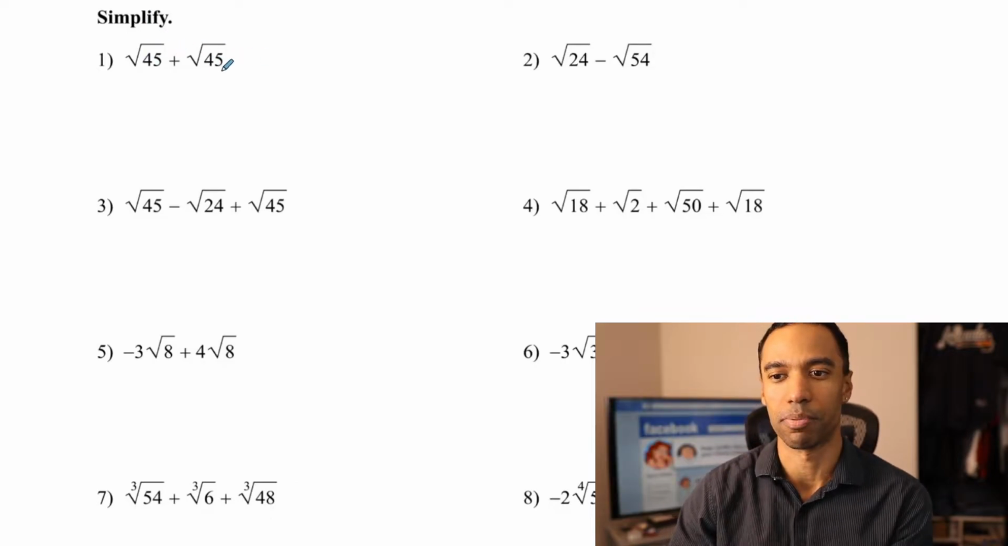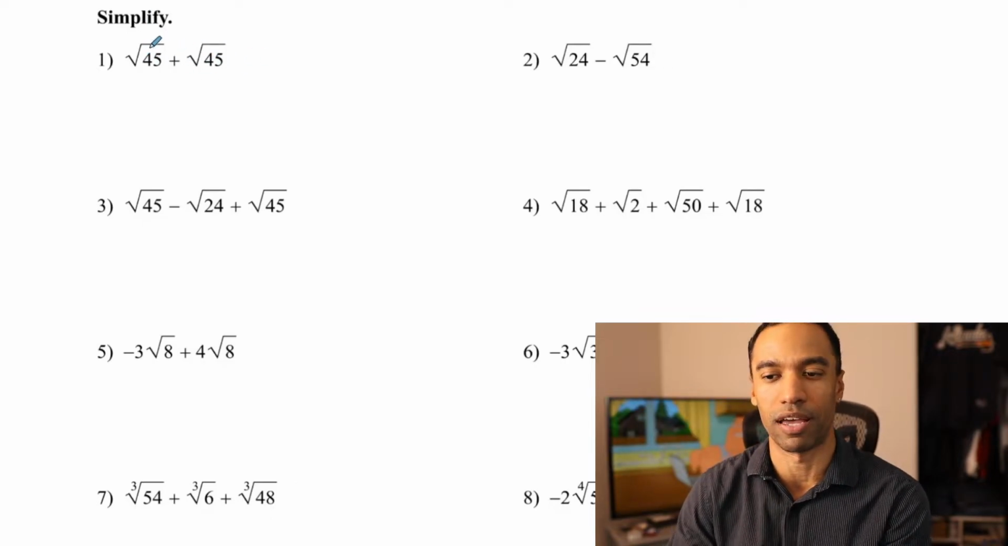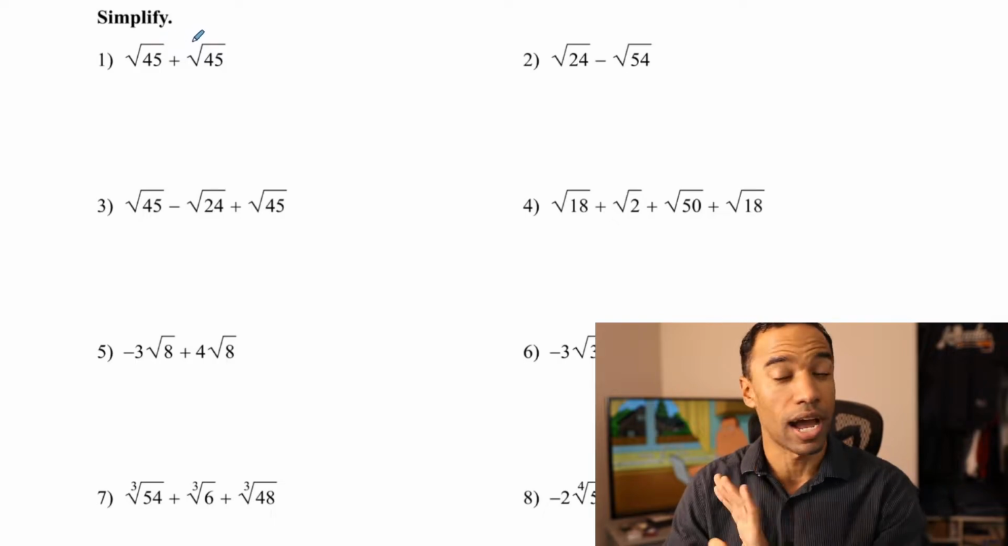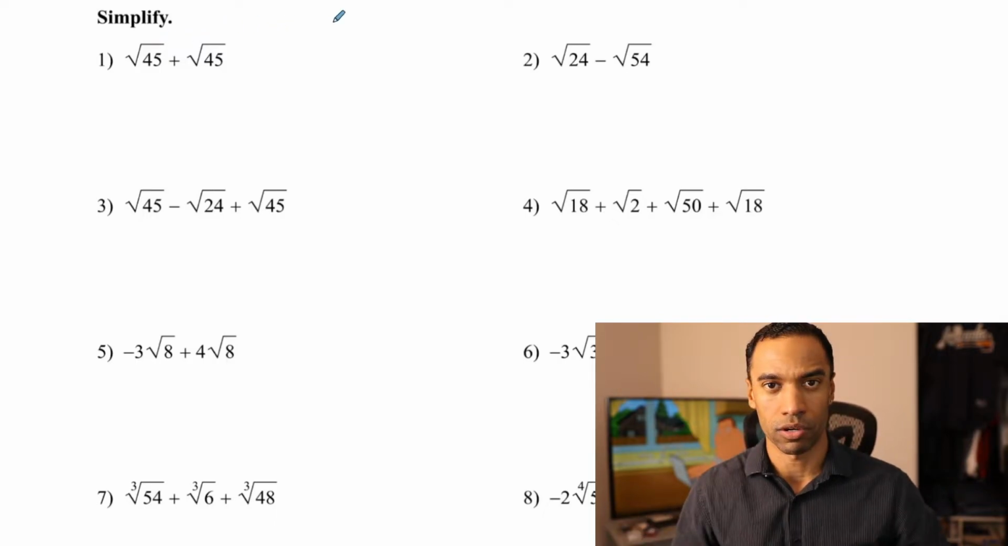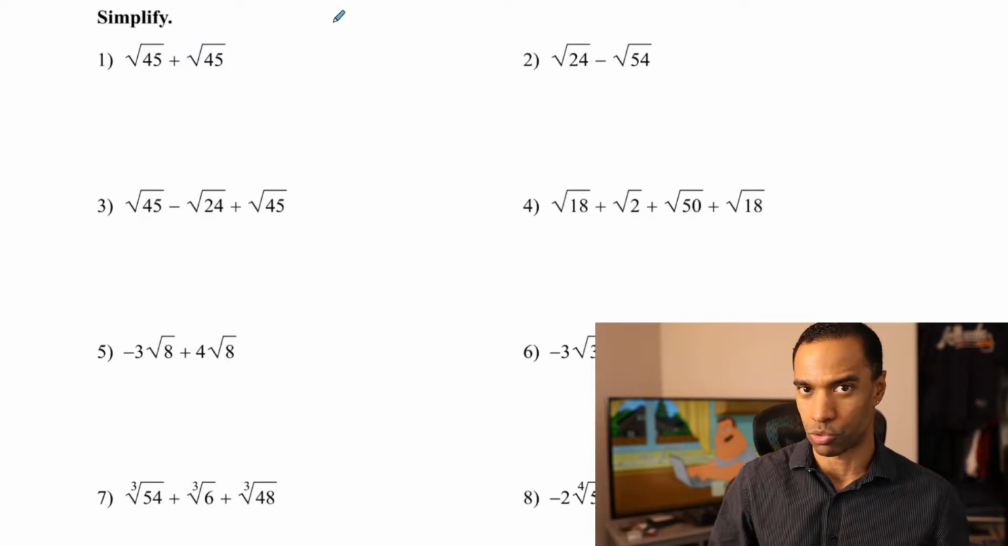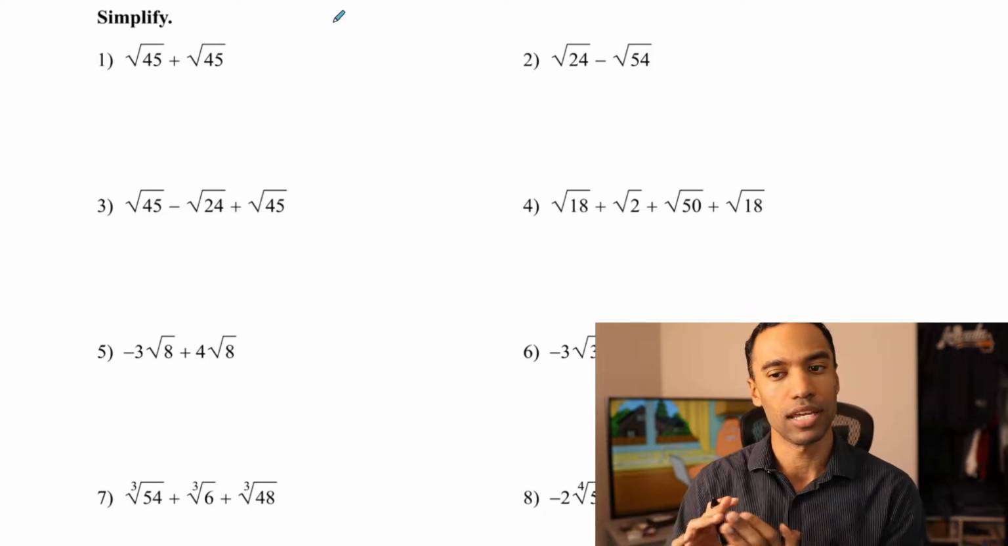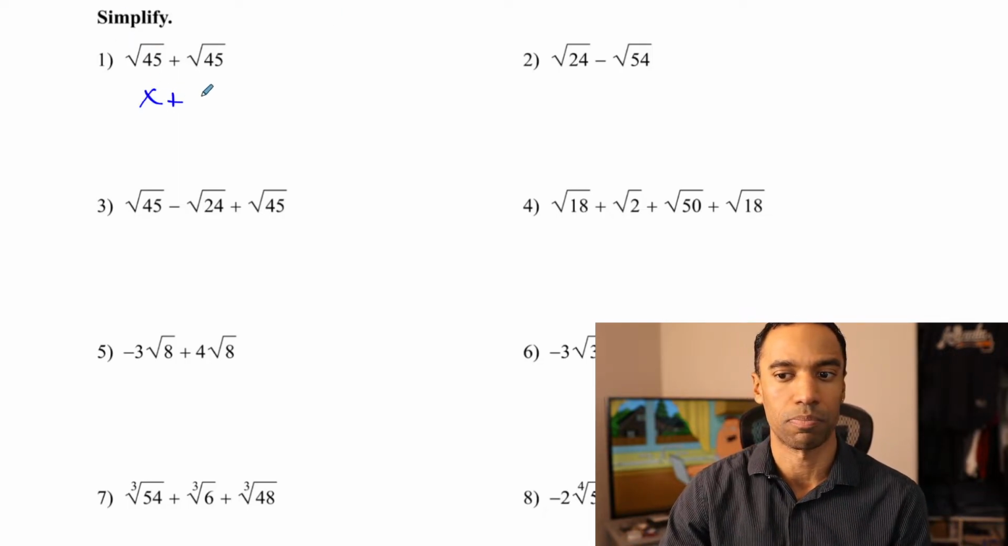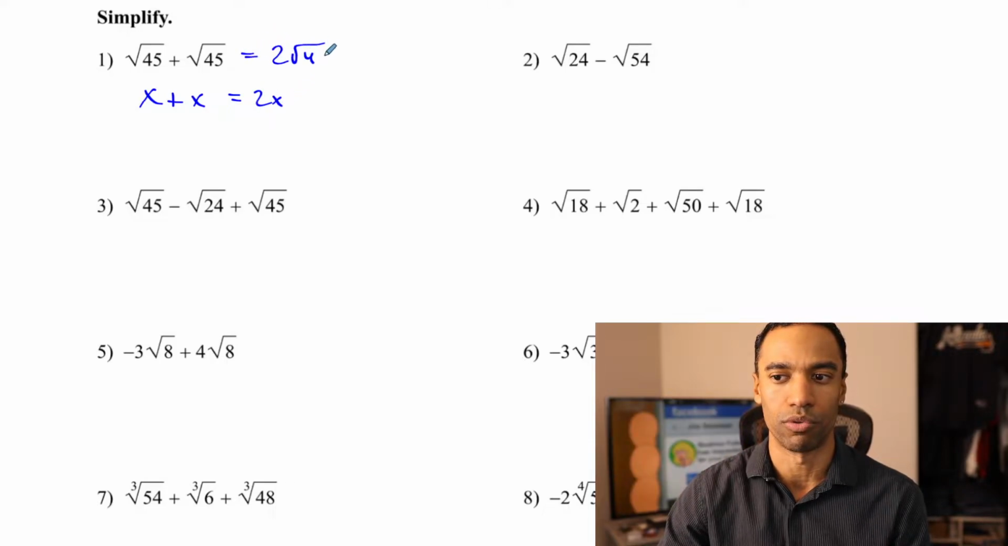All right, number one, simplify. Square root of 45 plus square root of 45. Now you can treat these radicals, look, it's not square root of 90. We're not adding those like that. Square root of 90 is not the same thing as root 45 plus root 45, but instead just treat it like an x, almost like x plus x here would be 2x. Root 45 plus root 45 is indeed 2 root 45.